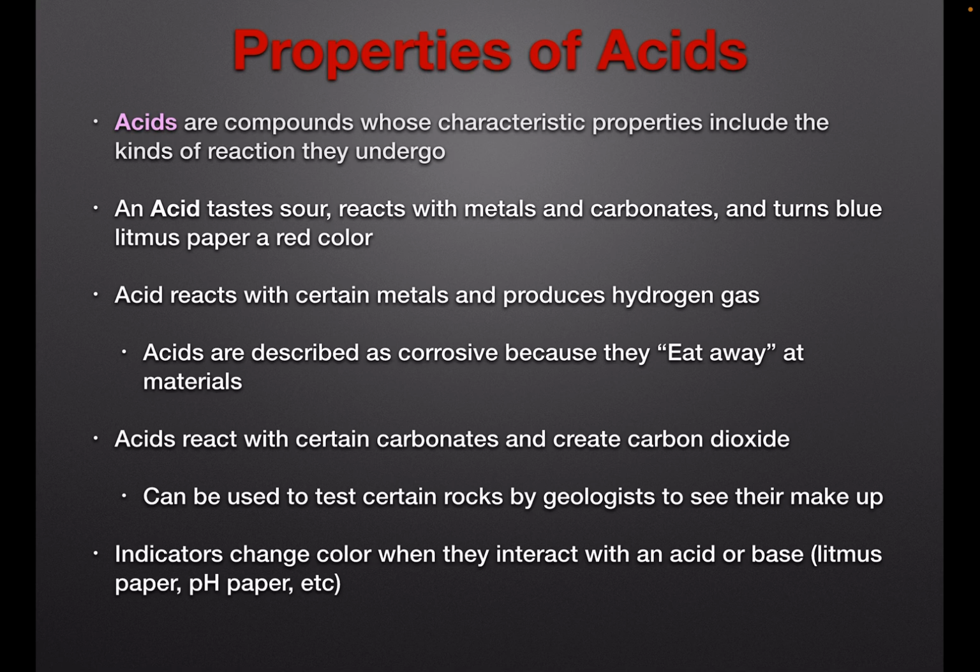And then in general, just something to remember is that indicators have the ability to change color when they interact with an acid or a base. So when we're looking at litmus paper, pH paper, or any other kind of test, it's called an indicator if it's going to change colors to tell us what's in it.